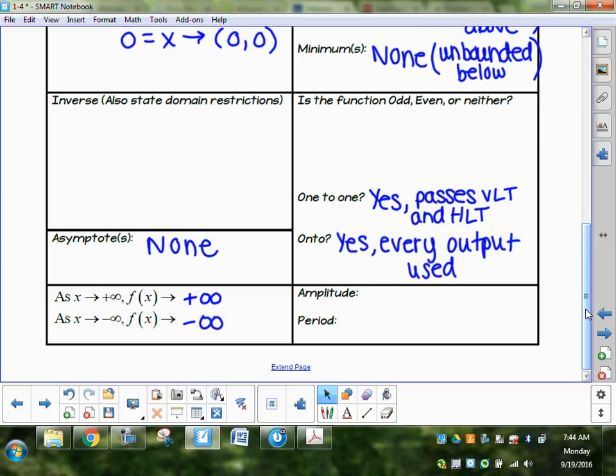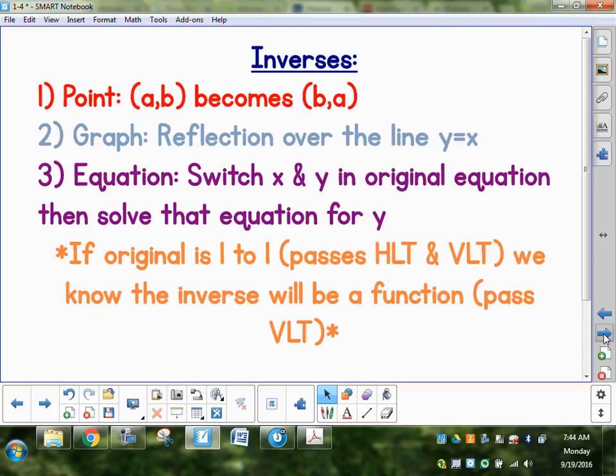What we're talking about today is what the inverse of a function is. Where did we leave off?